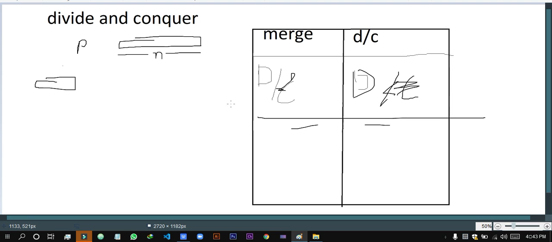And after that, we also have similarities, that after divide, these two forms will merge. These sub problems, they also merge. It can conquer, and this can merge. So these are a couple of similarities.